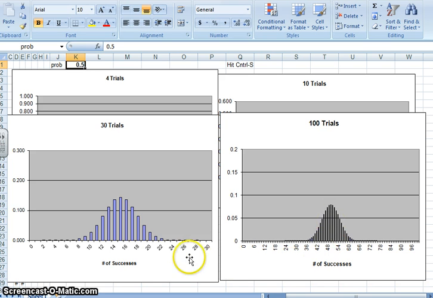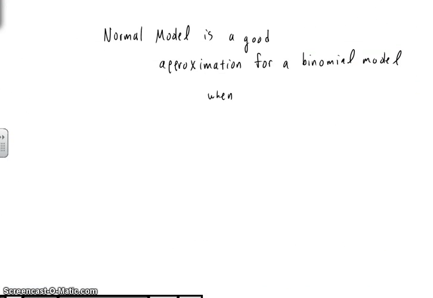Okay? So there's a rule of thumb, and I'm going to pause it and then write it down for you, for when a normal model is a pretty good approximation for a binomial model. All right, so here's that rule of thumb. A normal model is a good approximation for a binomial model when n times p is greater than or equal to 10 and n times 1 minus p is greater than or equal to 10.